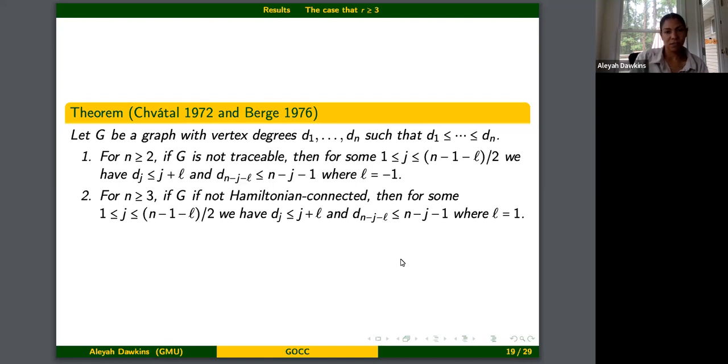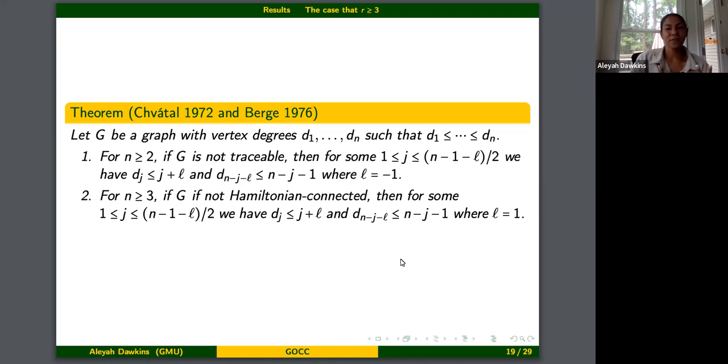And Bondy showed that if G is, a little typo, not Hamiltonian connected, then for some j between 1 and (n - 1 - L)/2, we have that the jth vertex degree is at most j + L, and the (n - j - L)th vertex degree is at most n - j - 1, where L is 1.